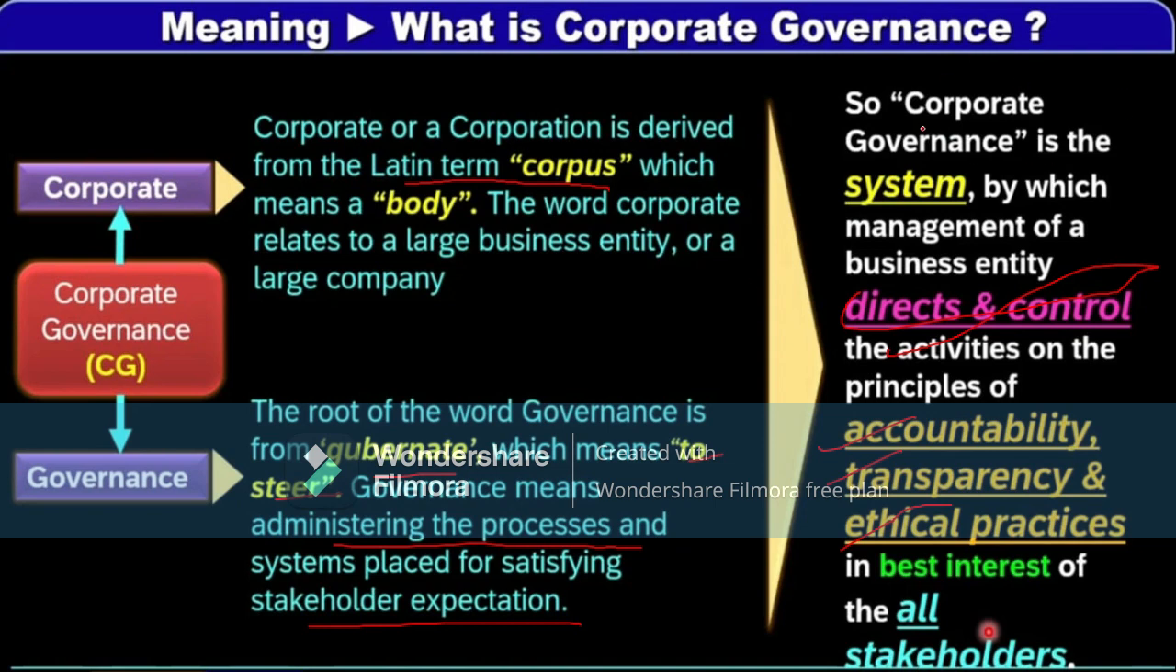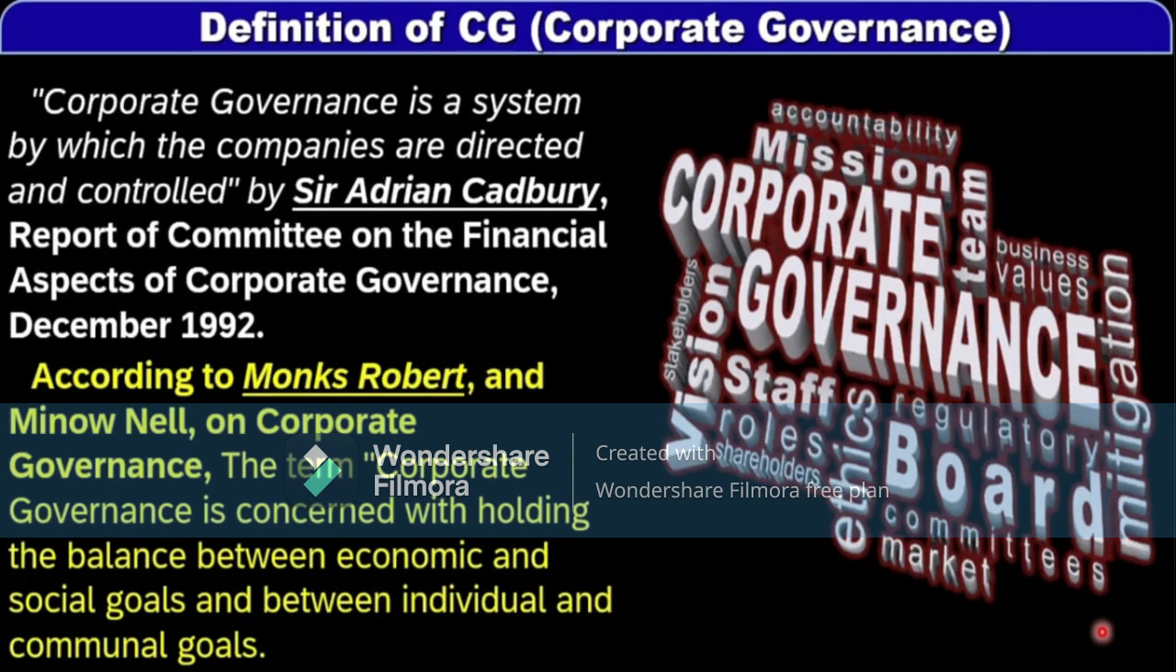If we see the definition, corporate governance is a system by which companies are directed and controlled. This is given by Sir Adrian Cadbury, in the report of the Committee on the Financial Aspects of Corporate Governance in December 1992. So corporate governance is nothing but companies being directed and controlled.